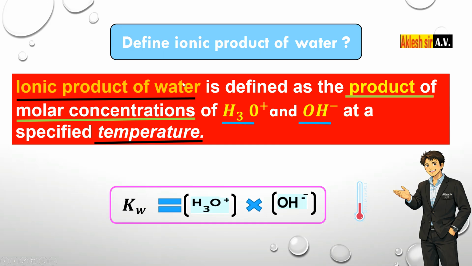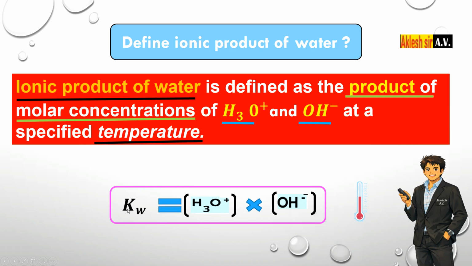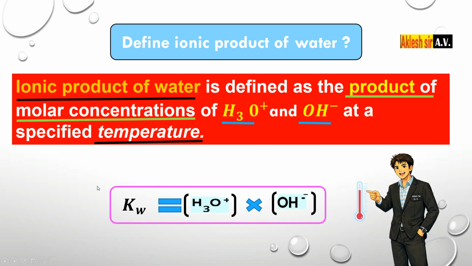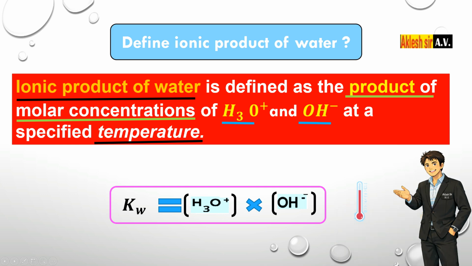So ionic product is defined as the product of the concentration of hydronium ion and hydroxide ion at a specific temperature, because this value depends upon the temperature. If temperature changes, the Kw value will change. So ionic product totally depends on temperature, and we have to specify that it is at a specific temperature.